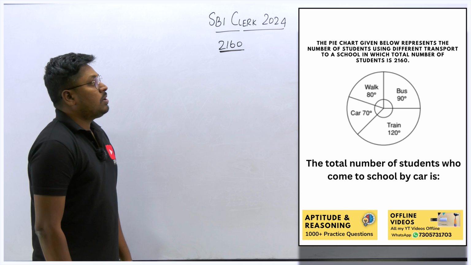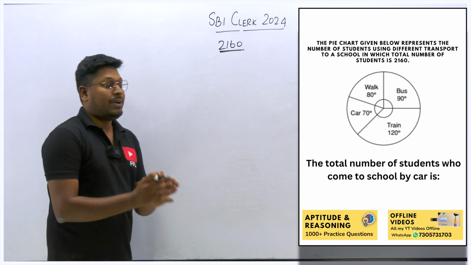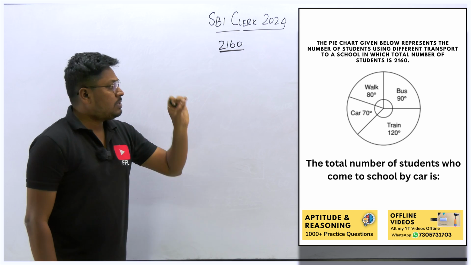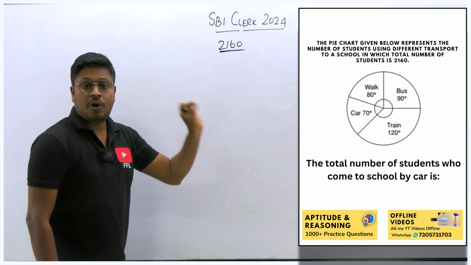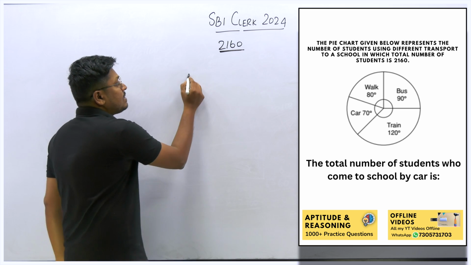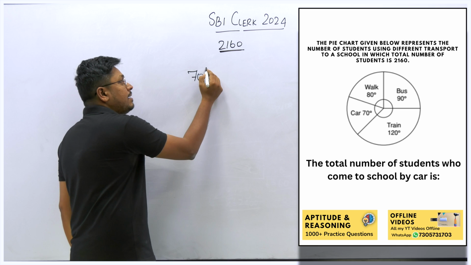The total number of students who come to school by car. So our target is to find out of this 2160, how many students are coming by car. So first look at the chart. So car is how many degrees? That is 70 degrees, right? If it is 70%, it would be 70 by 100. But here it is 70 degrees.